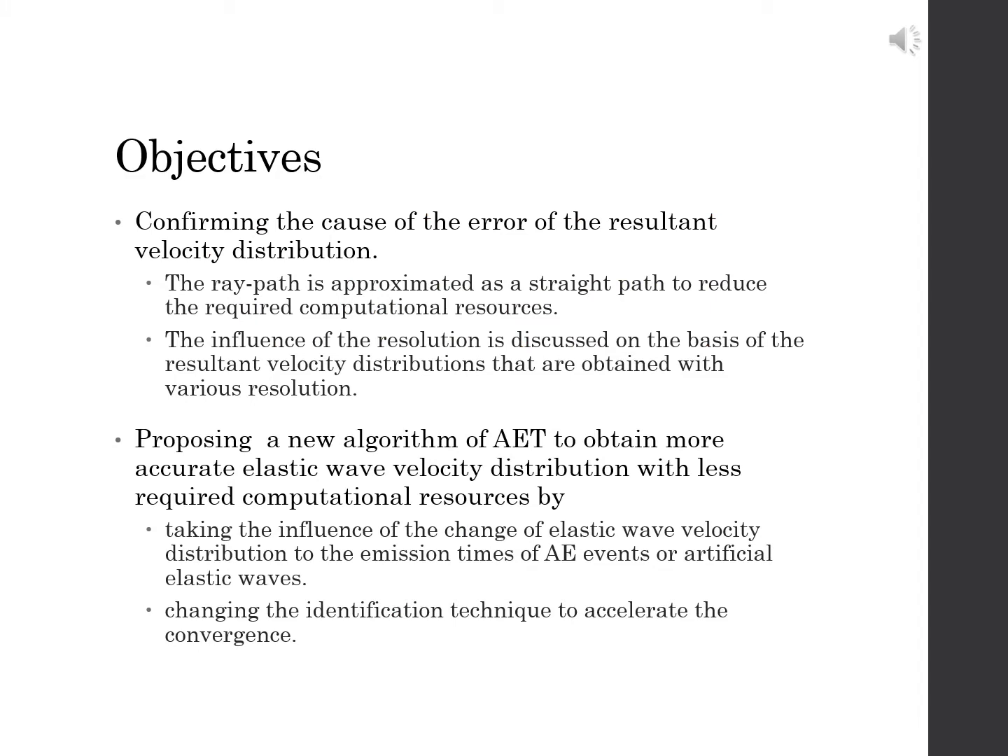Based on the background that I introduced before, the objectives of this study are listed like this. The first objective is confirming the cause of the error of the resultant velocity distributions. We have thought that one of the causes of the error is the resolution of the source localizations. We tried to raise the source resolutions to check the influence. However, we couldn't do that because it requires very high computational resources.